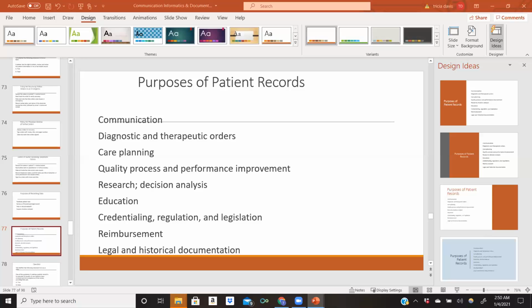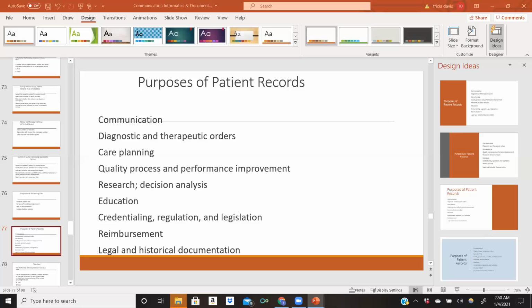It has educational purposes. Healthcare professionals and students who read a patient's record can learn a lot about the clinical manifestations of certain healthcare problems, what kind of treatment modalities we use that are effective, and any factors that can affect the patient's actual ability to achieve their goal.